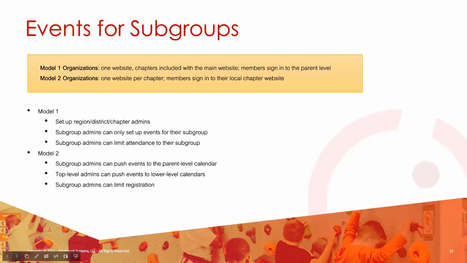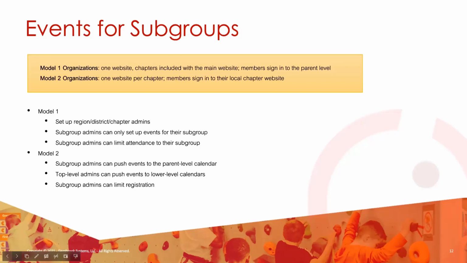Model 2 organizations are where you have one website per chapter, and members sign in to their local chapter website, which is separate from the parent level, but they can still sign into the parent level to register for events that are happening on a global scale. So when you determine which organization type you are, we have a couple of different tips.